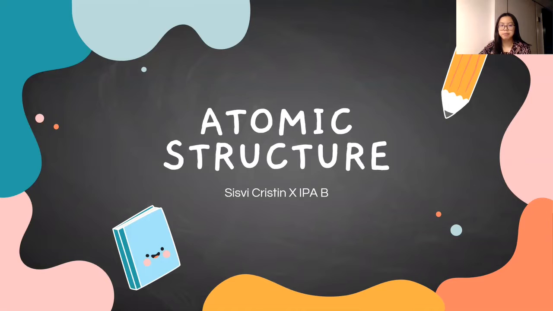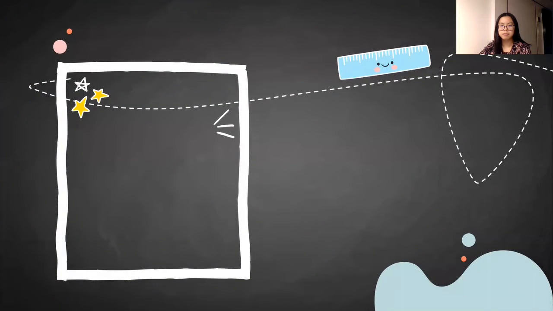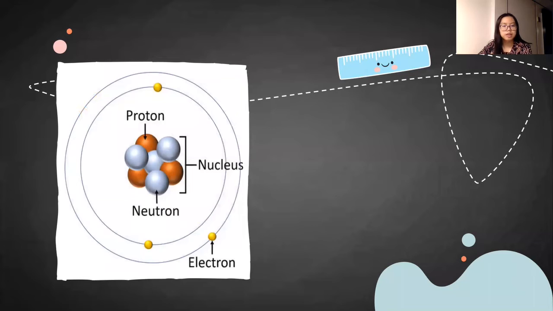Today I will discuss atomic structure. So this is the picture of the atomic structure. The orange is the proton, the blue is the neutron, and this is the nucleus. And the yellow and the outside one is the electron.